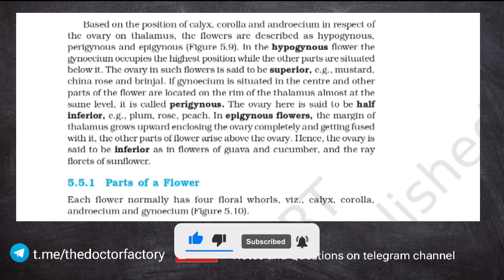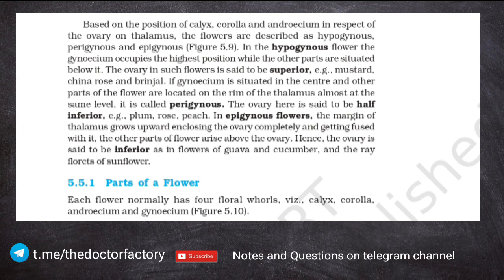In epigynous flowers, the margin of thalamus grows upward enclosing the ovary completely and getting fused with it. The other parts of flower arise above the ovary. Hence, the ovary is said to be inferior as in flowers of guava and cucumber and the ray florets of sunflower.